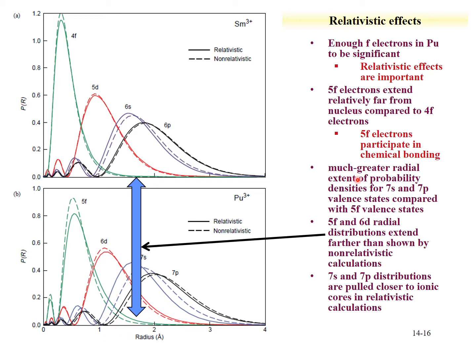So these relativistic effects allow 5F electrons to participate in chemical bonding because they're relatively far from the nucleus compared to the 4Fs. And if we look at the 4Fs here, by this point, so let's say 1.5 angstroms, there's very little probability of finding the 4Fs, where we have a much larger probability of finding the 5Fs.